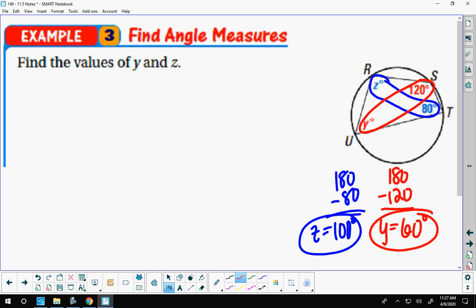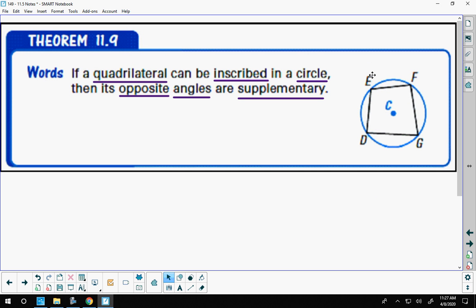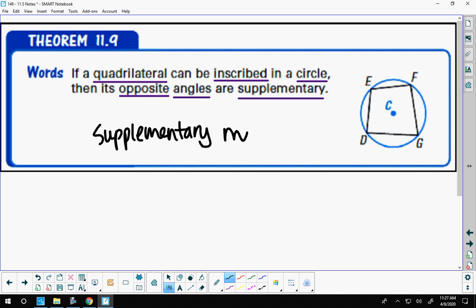Again, if the quadrilateral is inscribed and all 4 points are on the circle, then opposite angles are supplementary, meaning they add up to 180 degrees. And on your notes, it says note, supplementary means add up to 180 degrees.